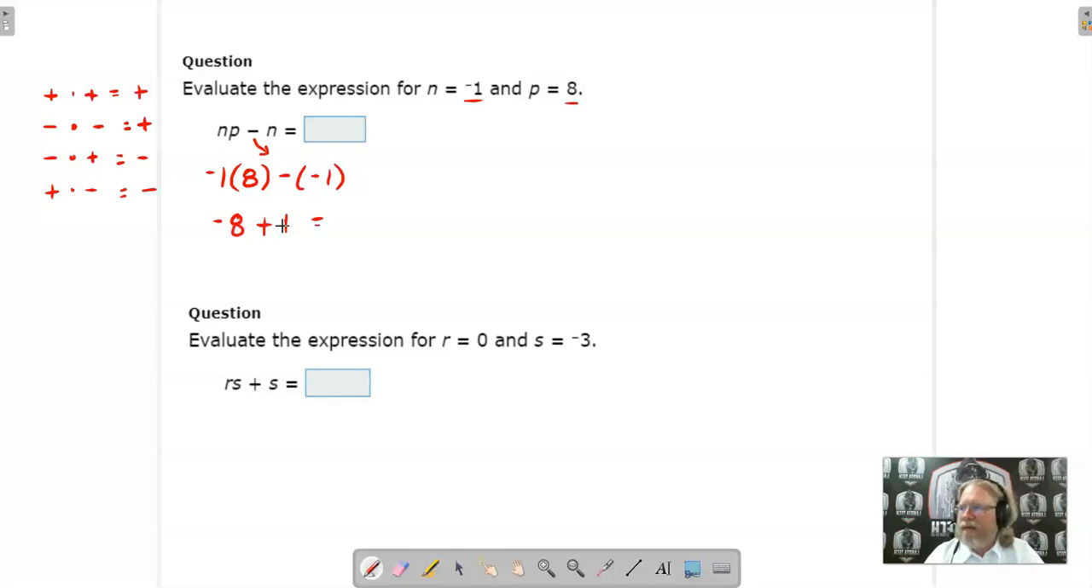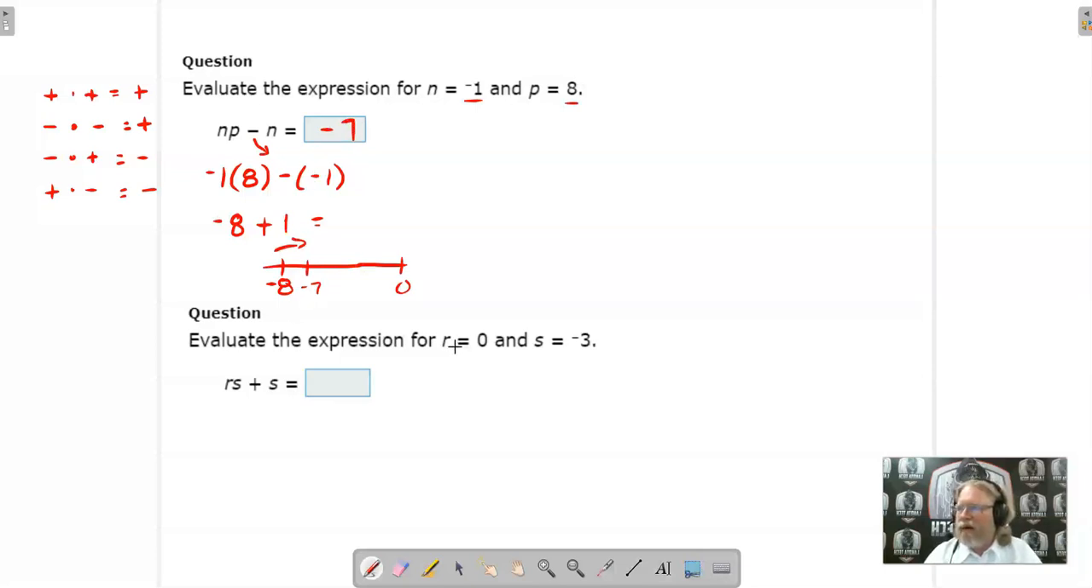And negative 8 plus 1, well, if we're on a number line, we're down here at negative 8, and we're going to add 1. Here's 0 down here. We're adding, so we're going this direction, but we're only going one spot, so that's going to be negative 7. So negative 8, add 1 to negative 8, we're going to get negative 7.